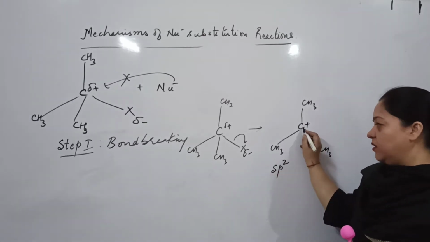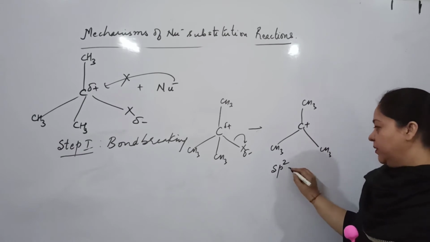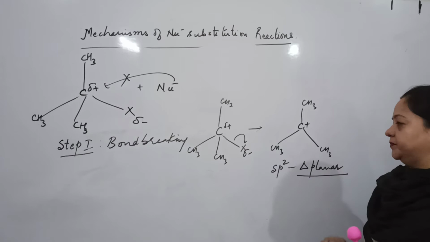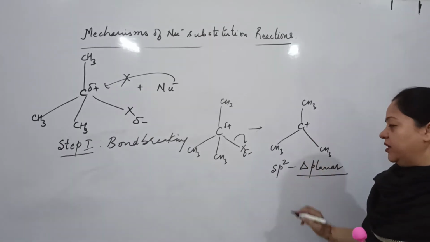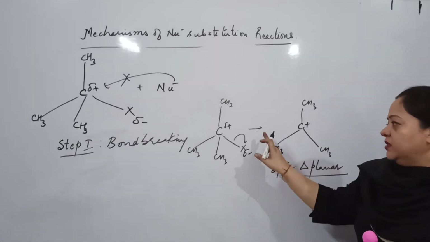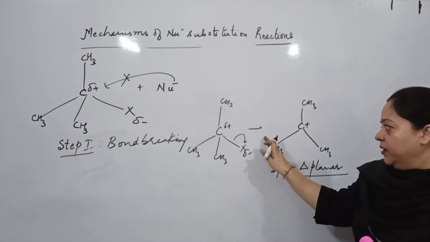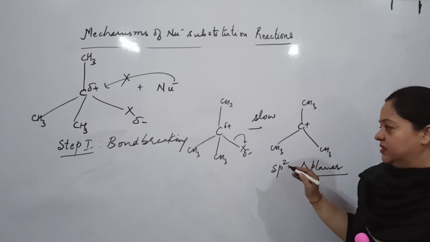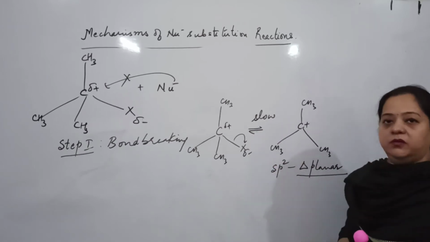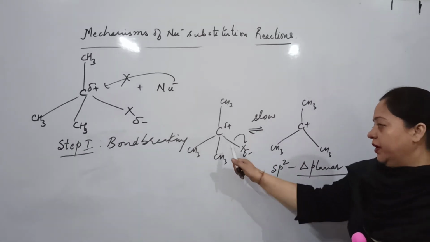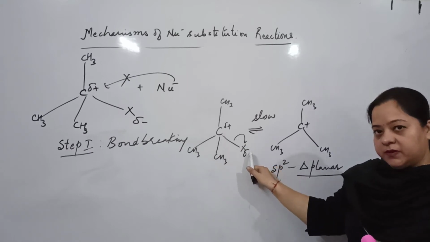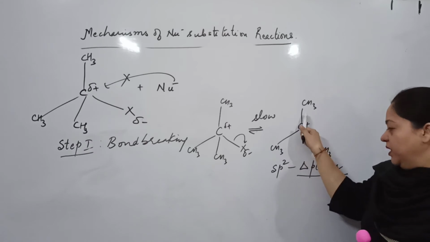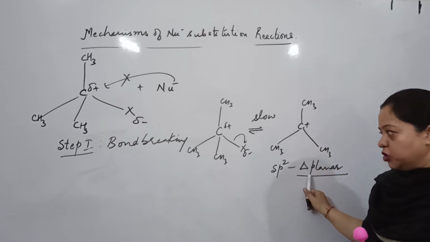This is sp2 carbon, the central carbon is sp2 carbon, and this is a triangular planar structure. This is carbocation intermediate. This step 1, that is bond breaking, is a slow rate determining step and is reversible also. So here the carbon halogen bond breaks. This leads to the formation of an intermediate. This intermediate is a triangular planar species.